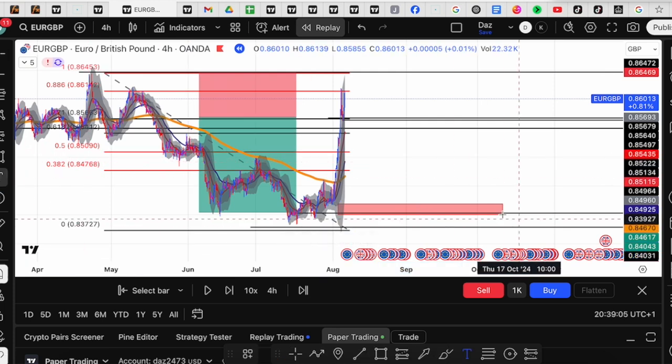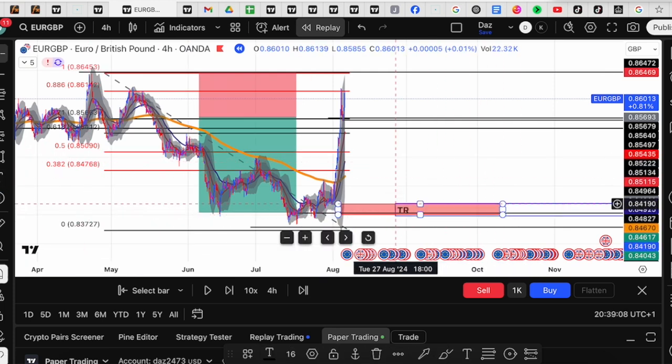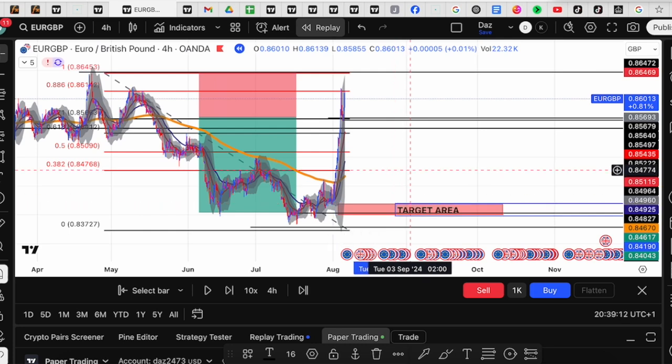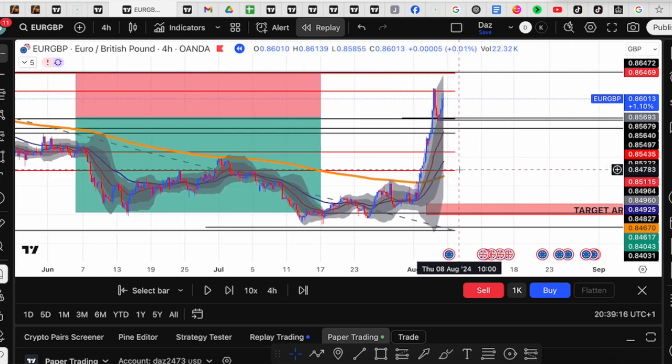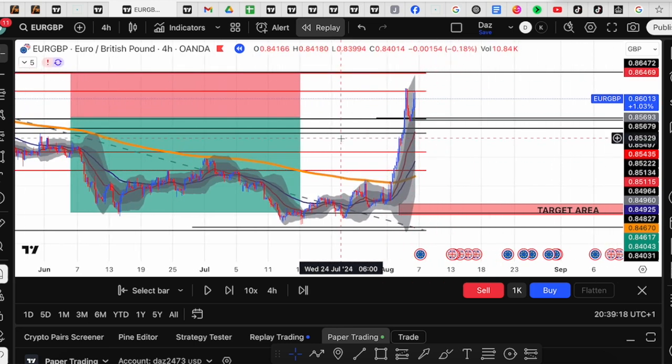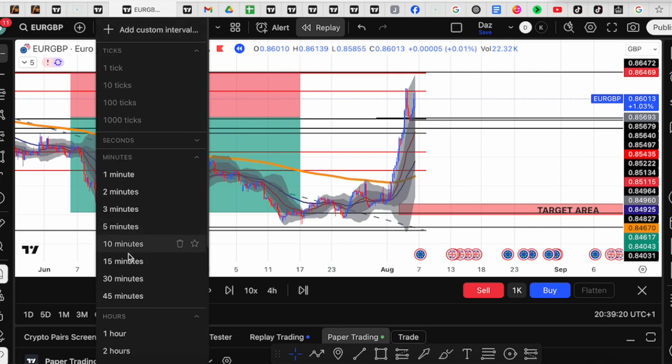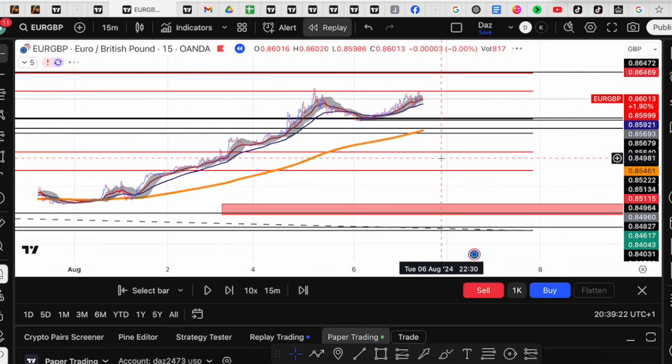And then you can just label it target area 4 hour, so you just know where you are in the tree, right? Target area. So once it gets to here, you can set an alarm here, it goes up, pushes back, then just jump down to the 15 minute and ride the trend down.